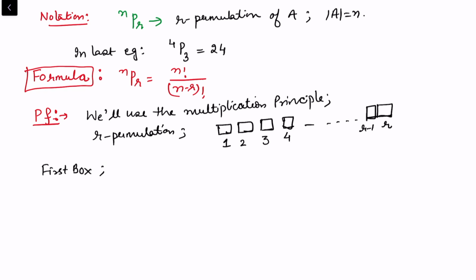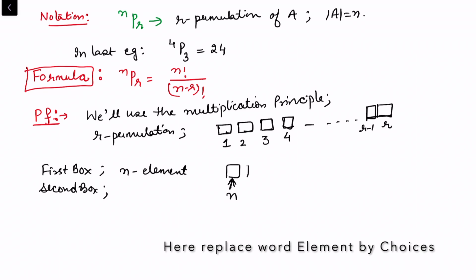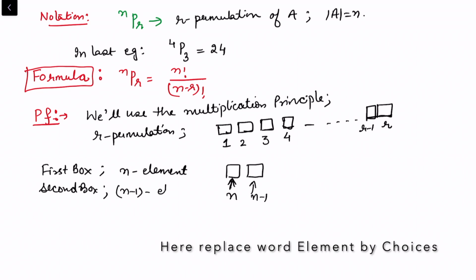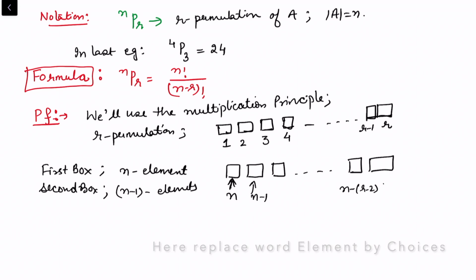Now in the first box, we have n elements, so n elements can go here. In the second box, once we have placed one element in the first box, there are n minus 1 choices, so n minus 1 elements are possible to place in the second box. And we continue. For the rth box, it will be n minus (r minus 1).